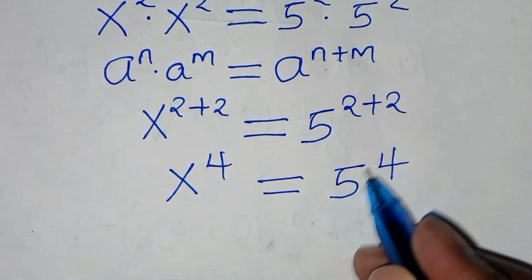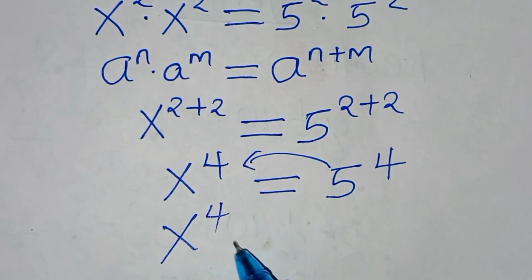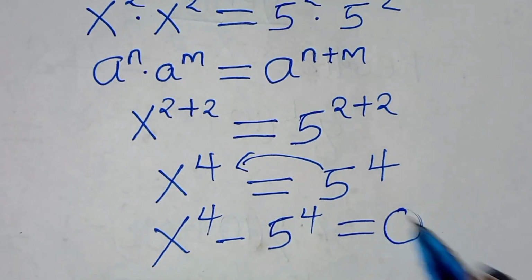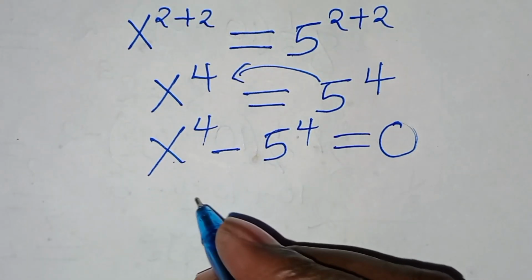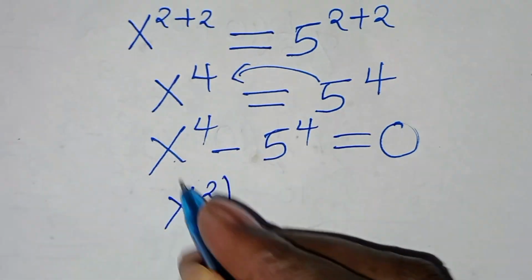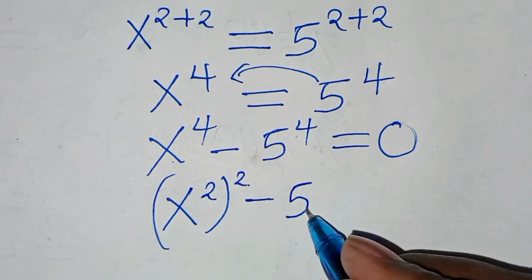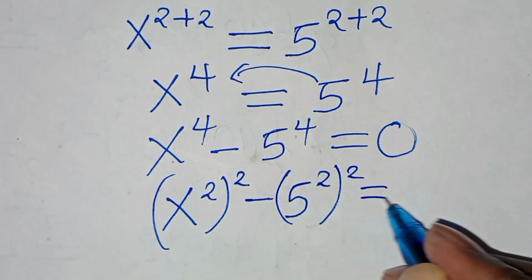Now, let's take 5 to the power 4 to the left hand side so that we have x to the power 4, subtract 5 to the power 4. This is equal to 0. We can express x to the power 4 as x to the power 2 raised to the power 2. Subtract 5 to the power 4, which you can express as 5 to the power 2 raised to the power 2. This is equal to 0.